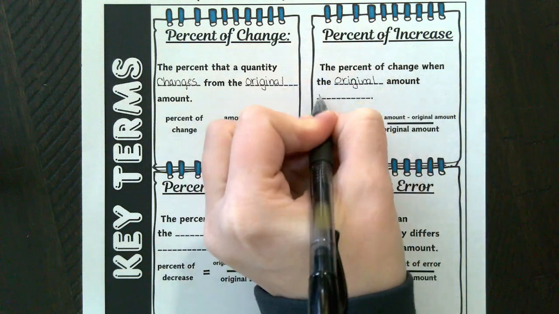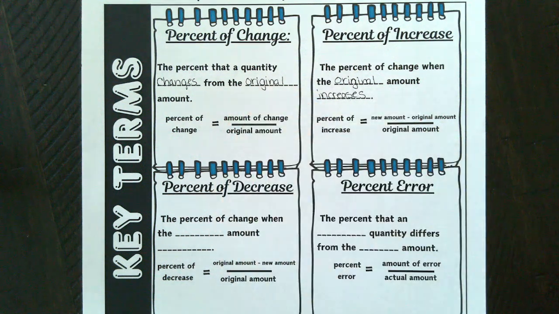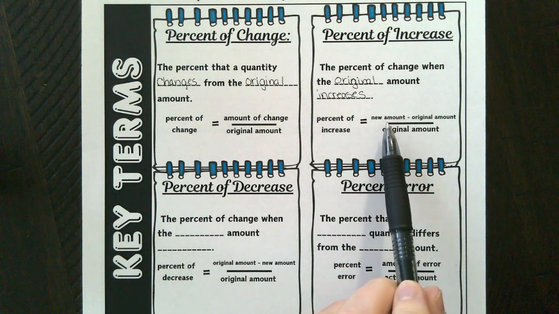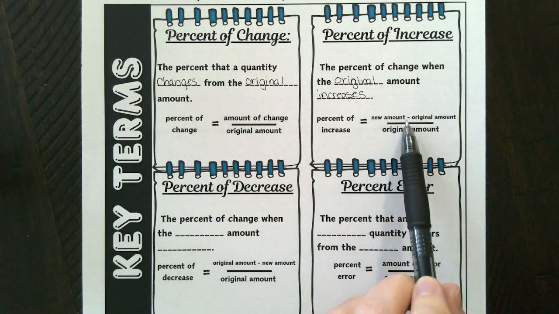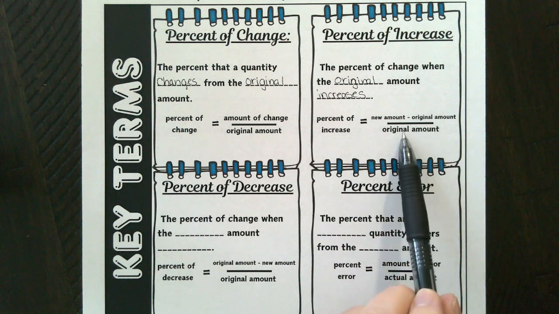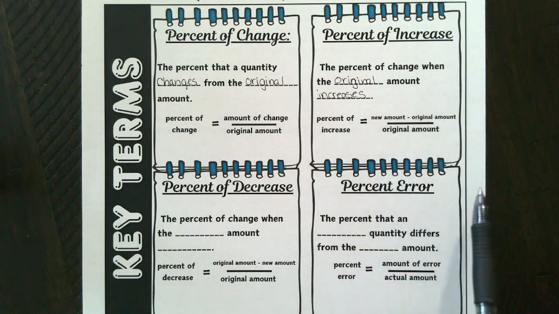So the percent of change when the original amount increases is the percent of increase. So how you find that is you're going to take that new amount, since it's an increase, so that's the larger number, and you're going to subtract the original amount. And then that's going to be all over the original amount. So we're going to take this number and divide it by the bottom number.